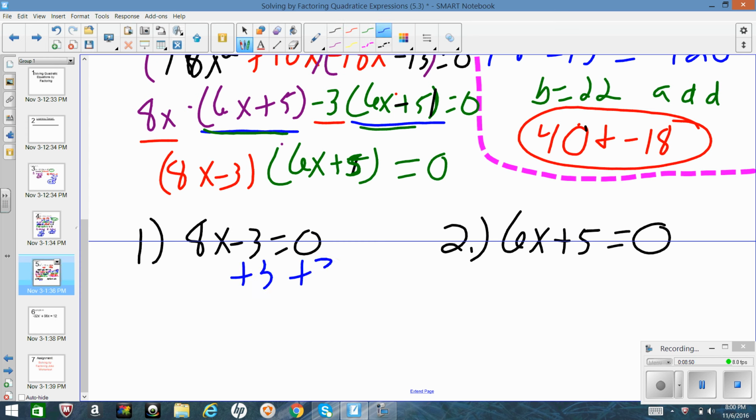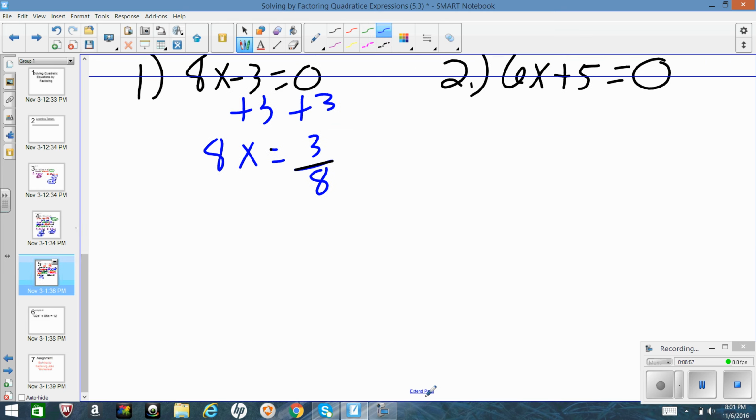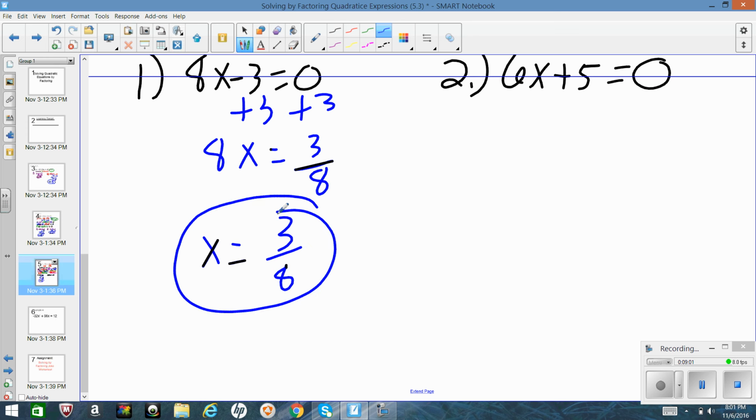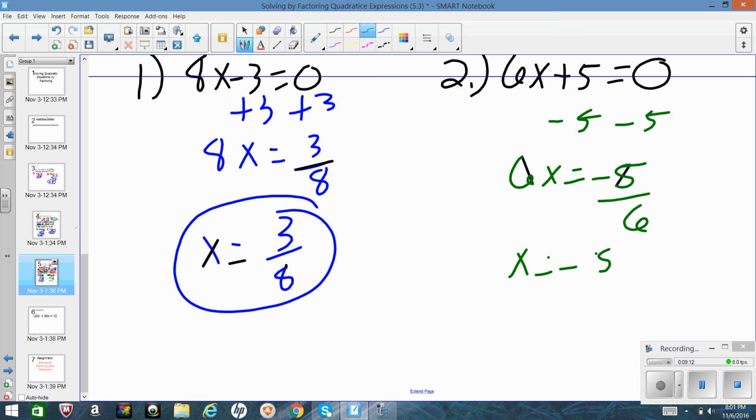Add 3. Add 3. So 8x would equal 3. Divide by 8. Extend the page. x would equal 3/8. Over here, subtract 5, so 6x would equal negative 5. Divide by 6, x would equal negative 5/6. And those are your two answers, 3/8 and negative 5/6.